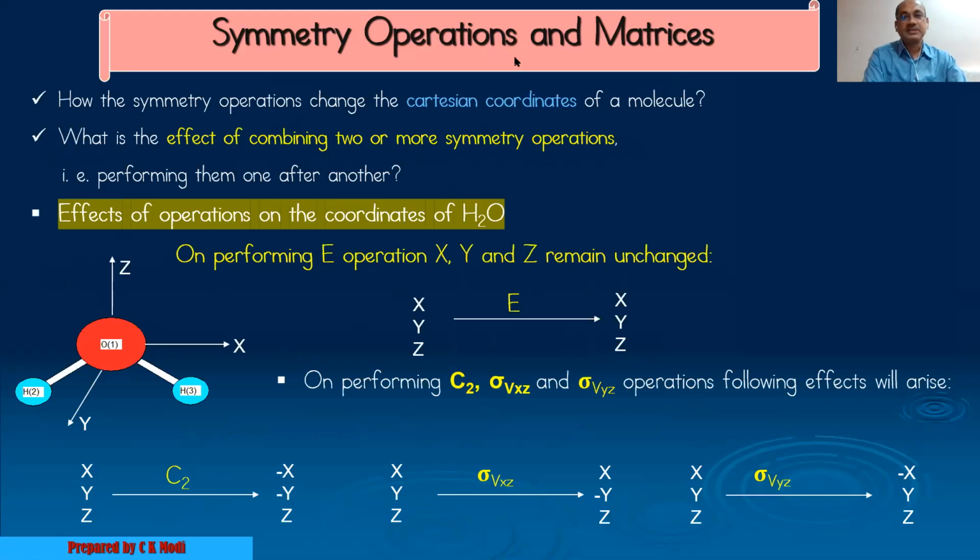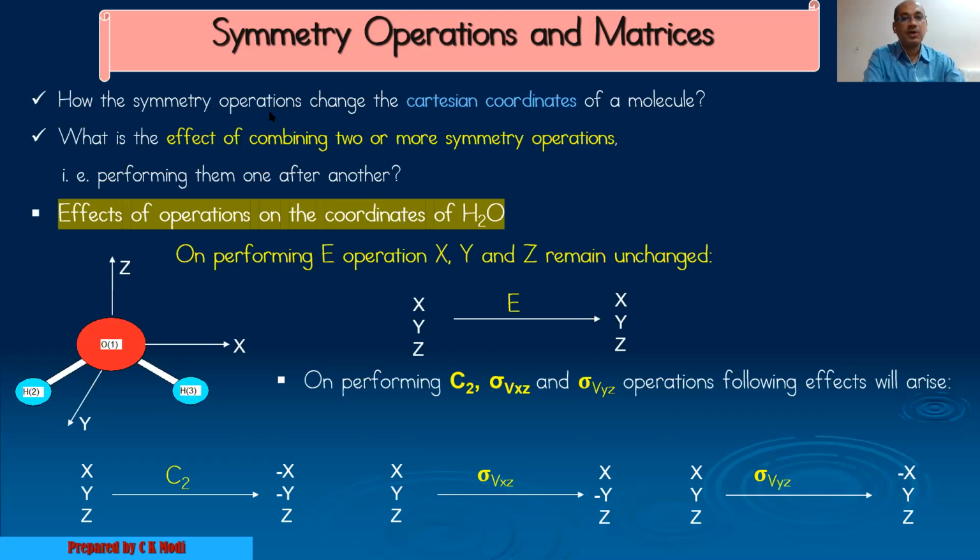Now, symmetry operations and matrices. In my earlier lectures, we discussed the symmetry operations: the E operation, the rotation axis, mirror planes sigma V, sigma S, sigma D, and improper rotations. These are all symmetry operations. Now, how do we represent these symmetry operations in terms of matrices? That we shall discuss.